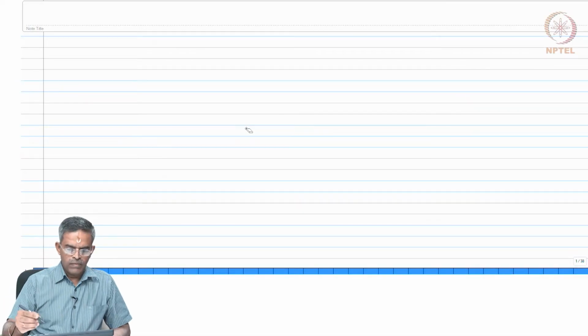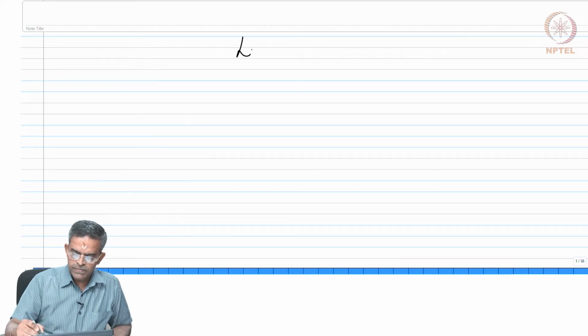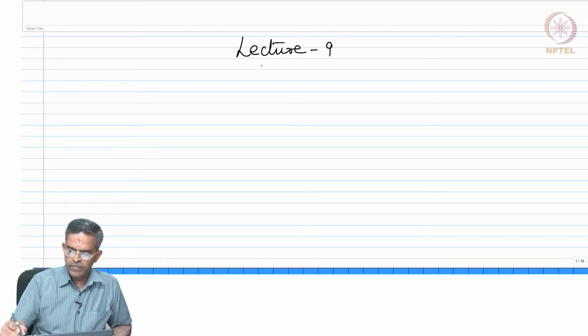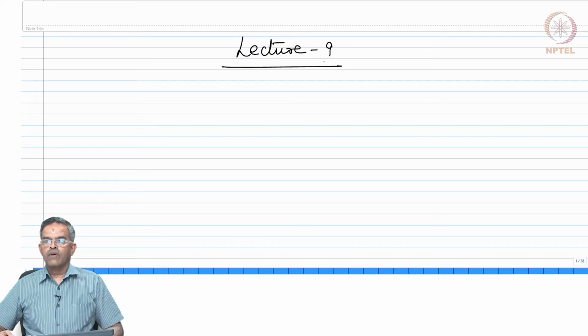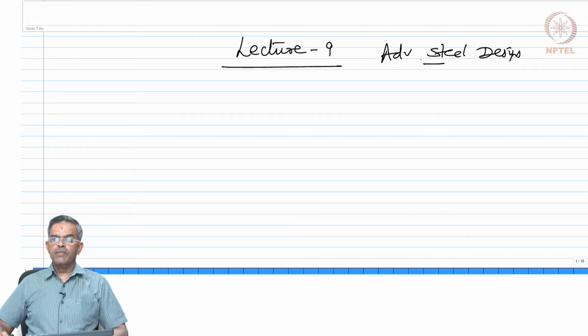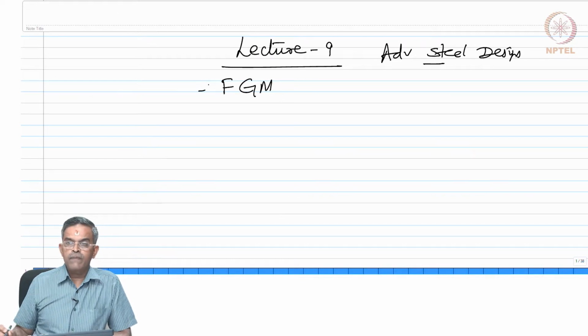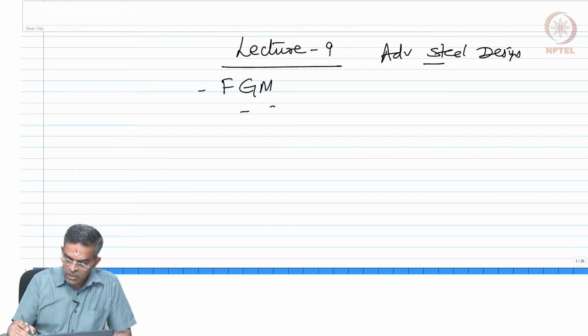Friends, welcome to the 9th lecture on Advanced Steel Design course. We have been talking about the material characteristics. In this lecture, we will talk about functionally graded material and also we will discuss about steel at elevated temperatures.